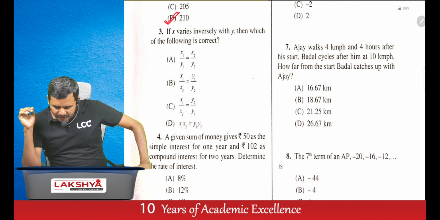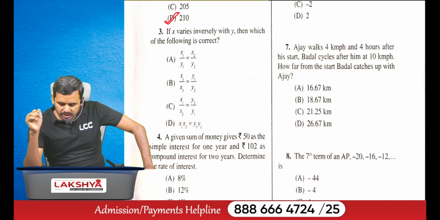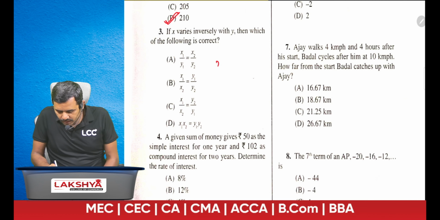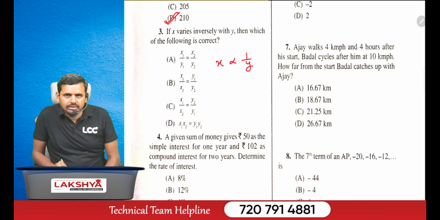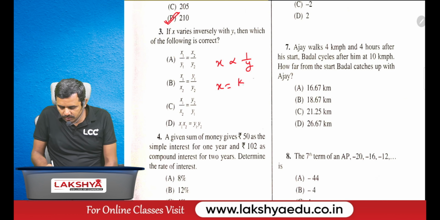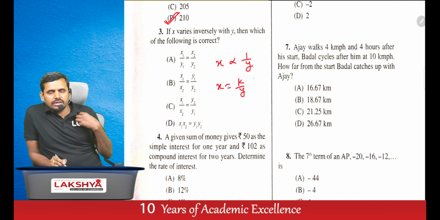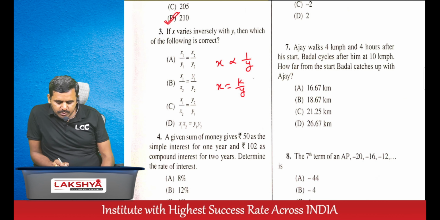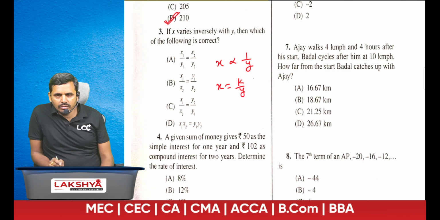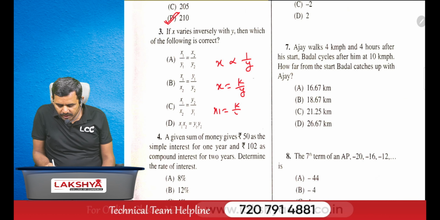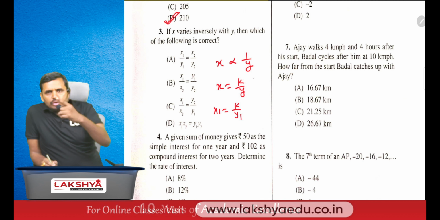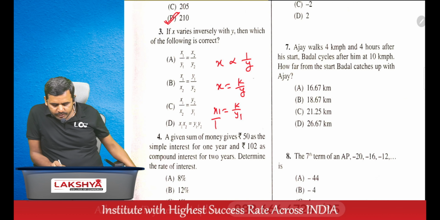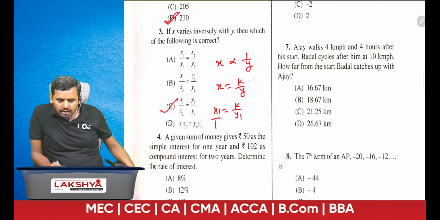See the third question. If x varies inversely with y, which of the following is correct? X varies inversely with y means x is proportional to 1 by y. Otherwise, we write it as x is equal to k by y. Each and every option is given in terms of x1, y1, x2, y2. According to the options, x stands for x1 and y stands for y1, so x1 is equal to k by y1, which means y1 should be the denominator and x1 should be in the numerator. As per the options, that is only D.